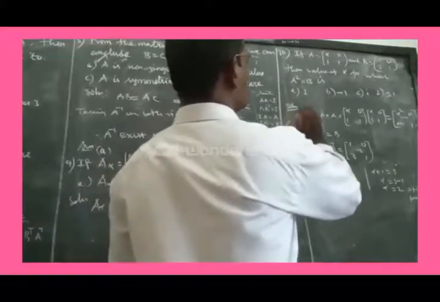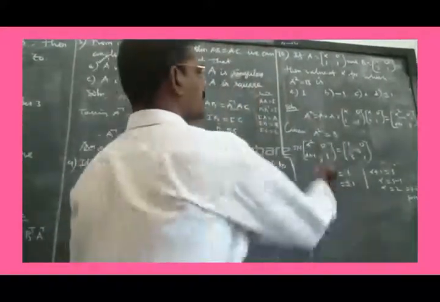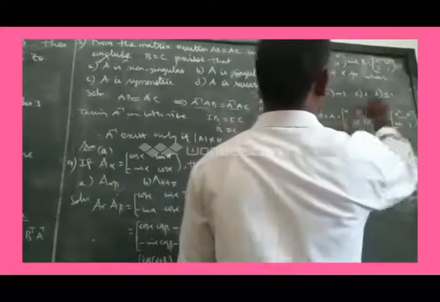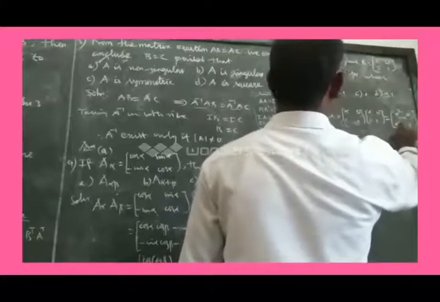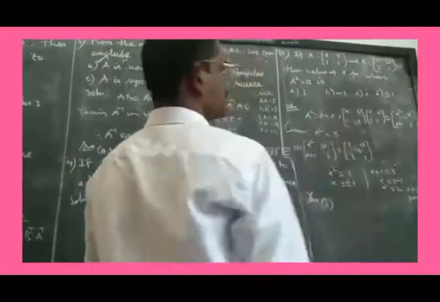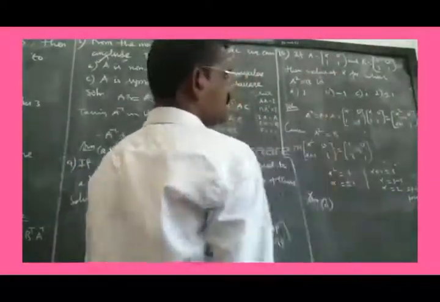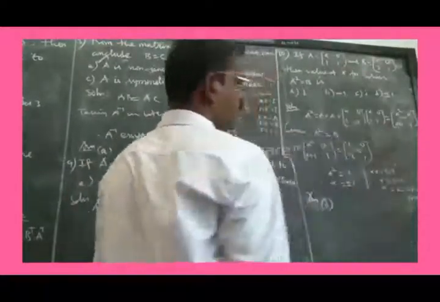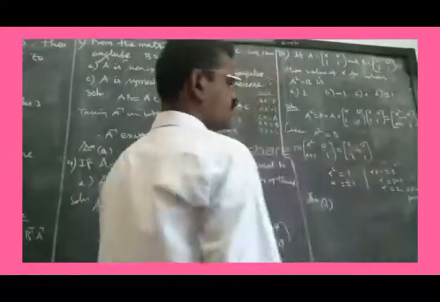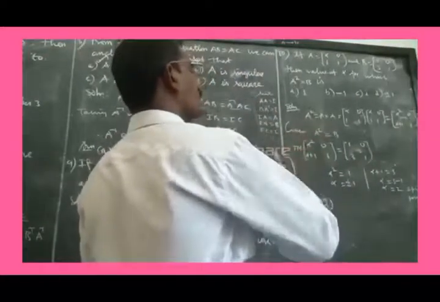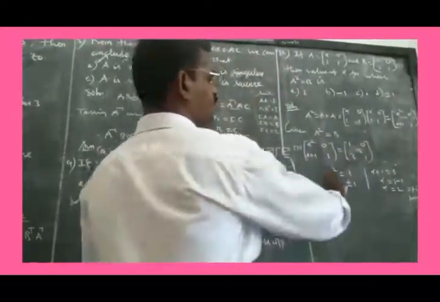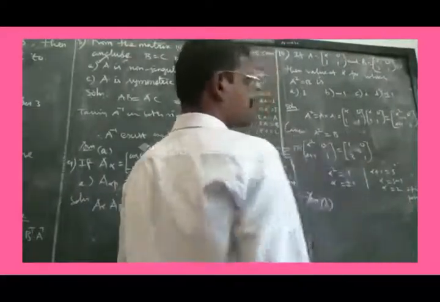Solution. So first we should find A square. A square means A into A. So matrix A into matrix A, we get A square: alpha square 0, alpha plus 1 1. Given A square equal to B, then find the value of alpha. So matrix A square equal to matrix B. Equating terms, alpha square equal to 1. So alpha equal to plus or minus 1.